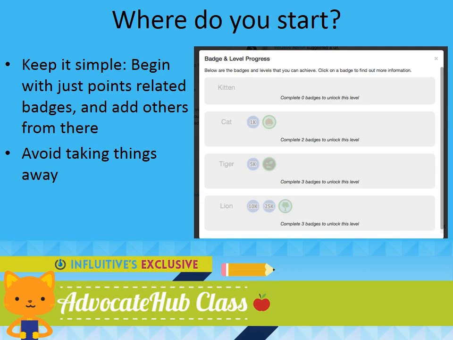So, what are our takeaways? Where do you go from here? You're the admin. You want to get your levels and badges into a little bit better shape. Where do you start? Number one thing is just keep it simple. As I just said, begin with your points-related badges and add others from there. Again, avoid taking things away. So don't just randomly make up what your badges are going to be and come up with this kind of ad hoc system. Make sure that you actually have a proper system in place and a proper understanding of exactly what you're trying to achieve with your badges.